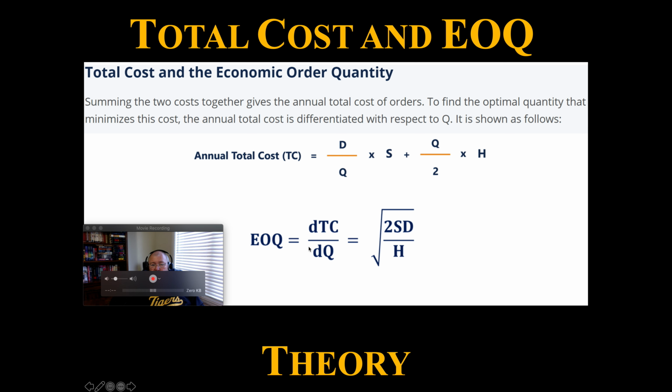And then we have EOQ is the derivative of the total cost formula with respect to Q. And if you remember your calculus, then you would find that derivative to be square root of 2 times S times D divided by H. Let's see if we can determine what this looks like in an example.